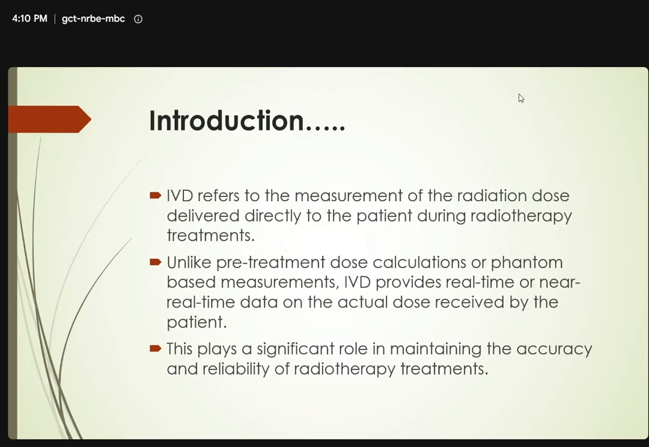So, this IVD refers to the measurement of radiation doses delivered directly to the patient during radiotherapy treatments. Unlike pre-treatment dose calculations or phantom-based measurements, IVD provides real-time or near real-time data on the actual dose received by the patient. This plays a significant role in maintaining the accuracy and reliability of radiotherapy treatment.